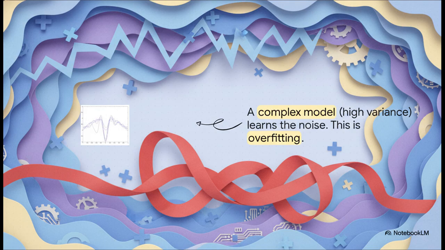But look what happens when we go way too far in the other direction and use a super complex model. Now this is high variance. See how the line twists and turns like crazy just to hit every single blue cross? It's basically memorizing all the random noise from our training data. A model like this would be absolutely useless for making predictions on any new data. It's a classic case of overfitting.